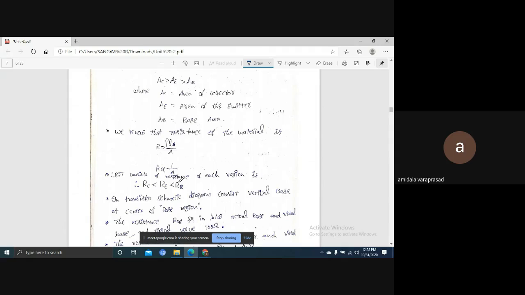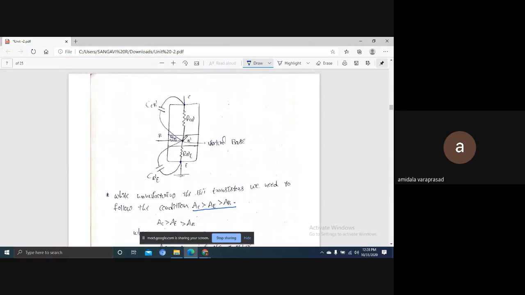Now, to represent the resistance, I am going to keep one virtual base terminal, B dash, here. In the base region, in between B and B dash, there is one resistance, which we call RB dash. In between the collector region and the virtual base, RC dash. In between the virtual base and the emitter, one resistor, RB dash E. Base here means the virtual base.